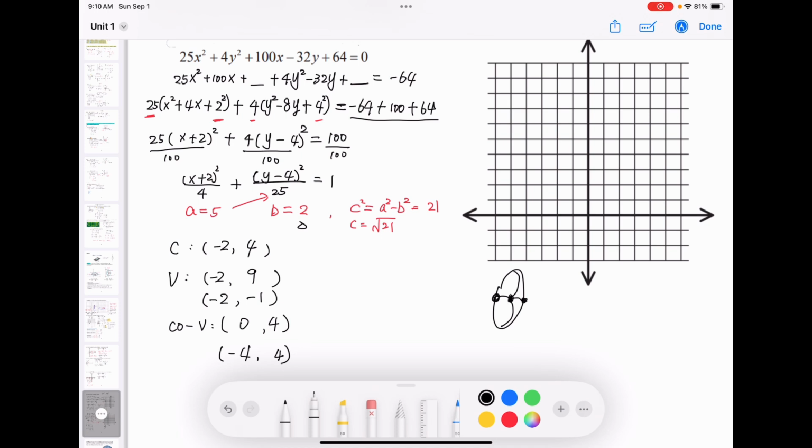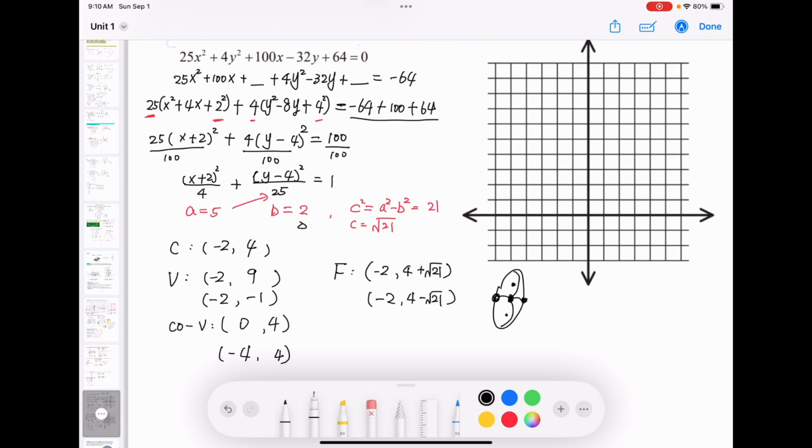And how about the foci? So the foci are here and here. Go up c units, go down c units. So they have the same x value, -2, but a different y value from my center. Based on the 4, we can plus c, square root of 21. And based on the 4, we minus square root of 21. So we got all of the information.